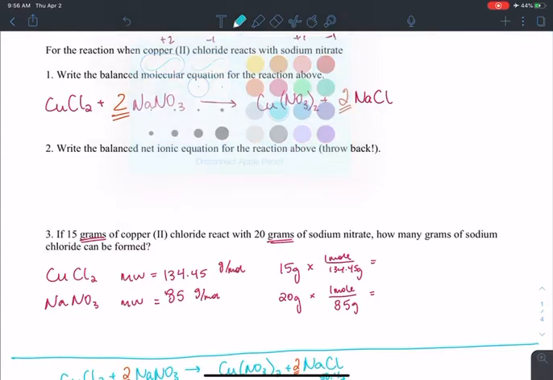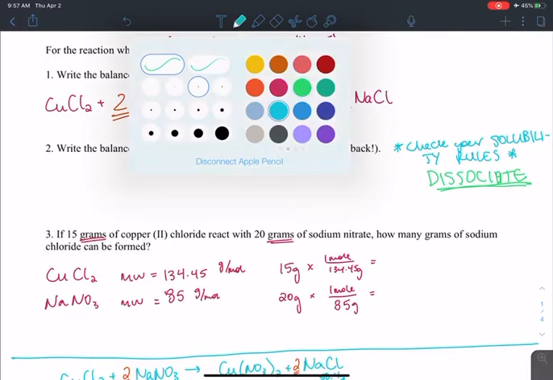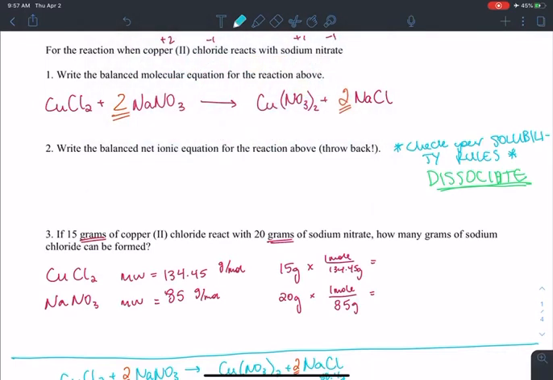In order to do this, you're going to have to check your solubility rules, right? If it dissolves in water, it's going to what? Dissociate, not dissolve. We'll have to split those ions up. So let's go ahead and look at that. So copper chloride, that's definitely soluble. So we have copper 2+, we have 2 chlorides with a -1 charge.